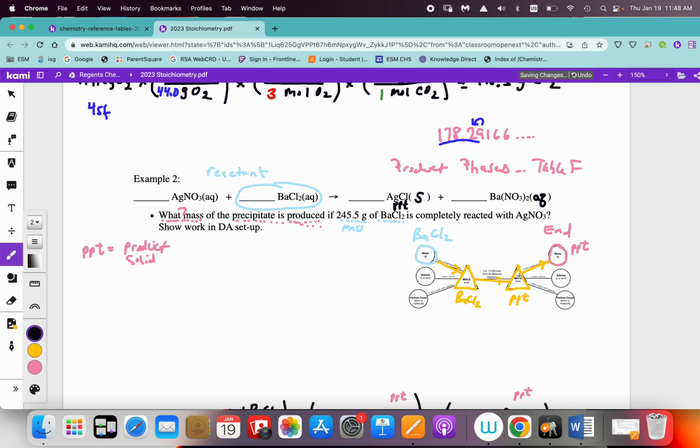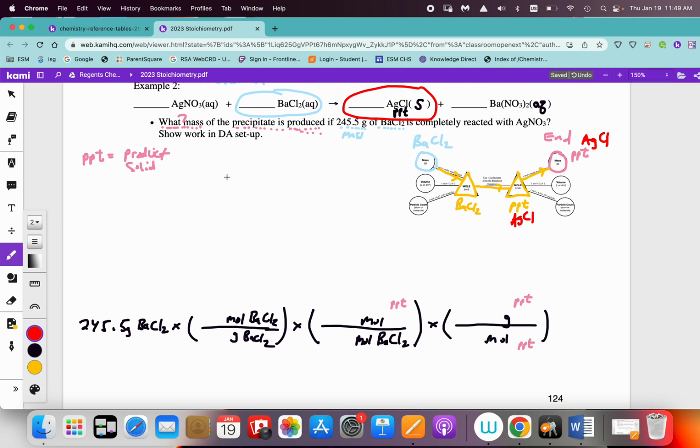So the identity of my PPT I have just figured out. So let's get that information written down. So the PPT here is AgCl. So I need to know information about the AgCl. So wherever I noted PPT in my math, I'm going to put in that formula AgCl. Now I can continue on with my math.